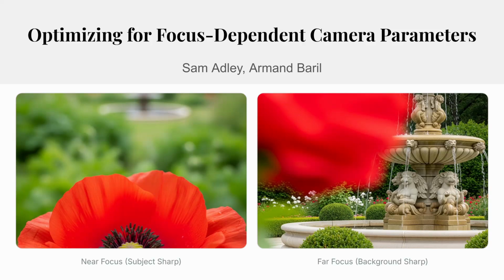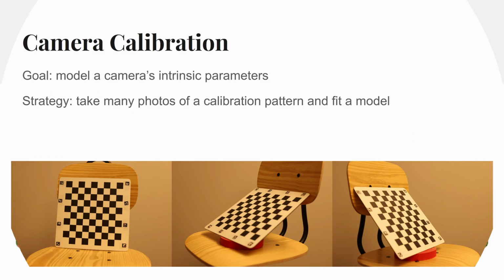This presentation goes over our method for optimizing for focus-dependent camera parameters. To model a scene, we must know the camera system's intrinsic matrix and distortion parameters, which model how scenes in camera space are projected to the sensor. To do this, we can take many photos of a checkerboard pattern and fit a camera model to the photos.